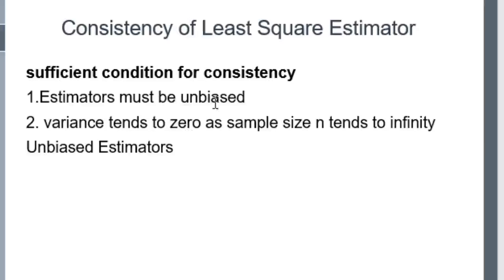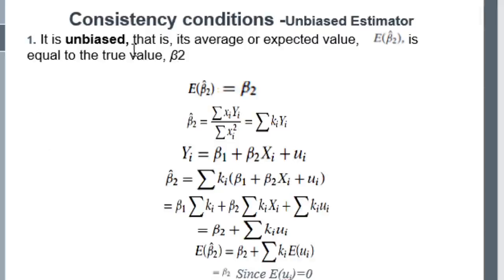The estimator must be unbiased. Not only that, the variance must tend to 0 as the sample size n increases, or tends to infinity. The first property is that it is unbiased.